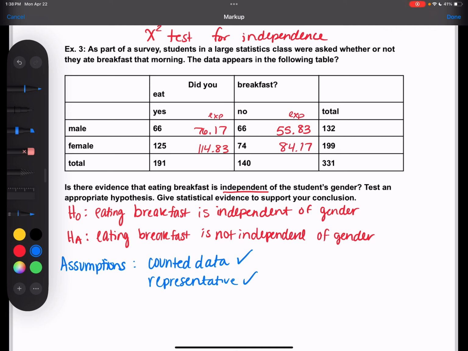Are all the expected values greater than or equal to 5? Yes. So we can proceed with a chi-squared test for independence.